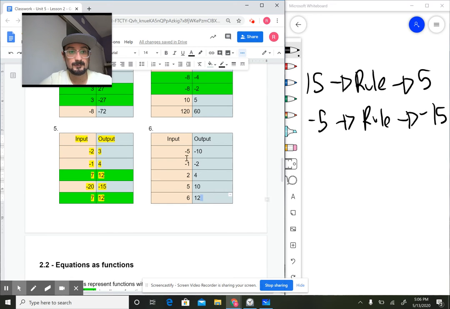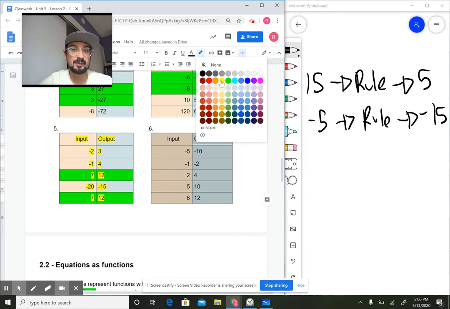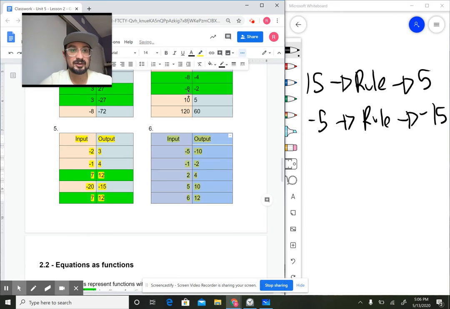So now for the last one, negative 5 becomes negative 10, negative 1 becomes negative 2, 2 times 2 is 4, 5 times 2 is 10, 6 times 2 is 12, so it looks like it's times 2. There's only one way to multiply by 2, so that means that for every input, there's one output.